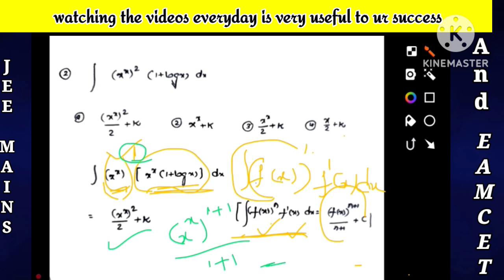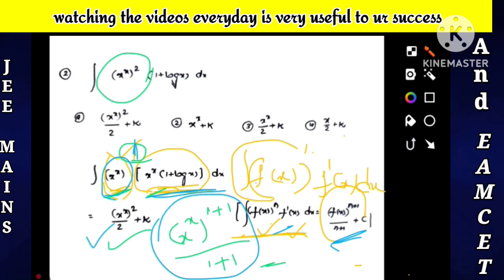Understand, all of you? Simply, here first write x power x whole square as x power x into x power x. In the next step, just compare this term with the formula: integral of f of x whole power n into f dash of x is equal to f of x power n plus 1 by n plus 1. Clearly the derivative of this part is equal to this one, and here I am taking n equals 1. Then apply the formula, and you get the answer x power x whole square by 2 plus k. That's all. That is the answer, which is nothing but the first option.